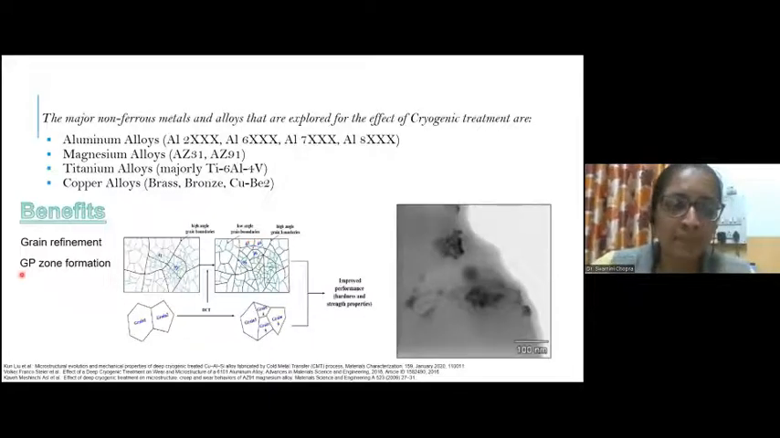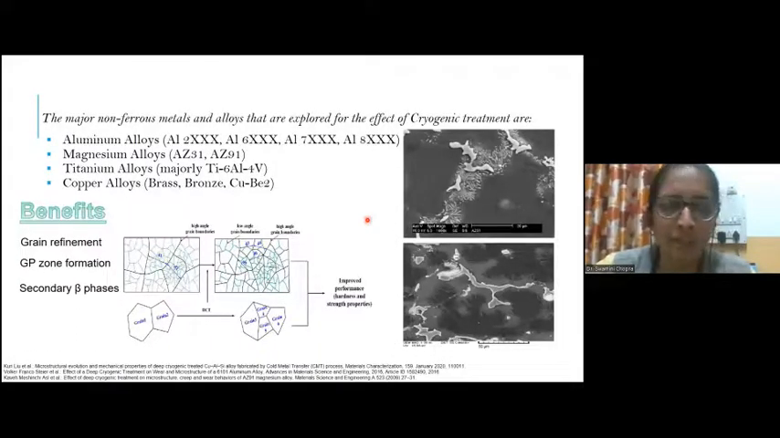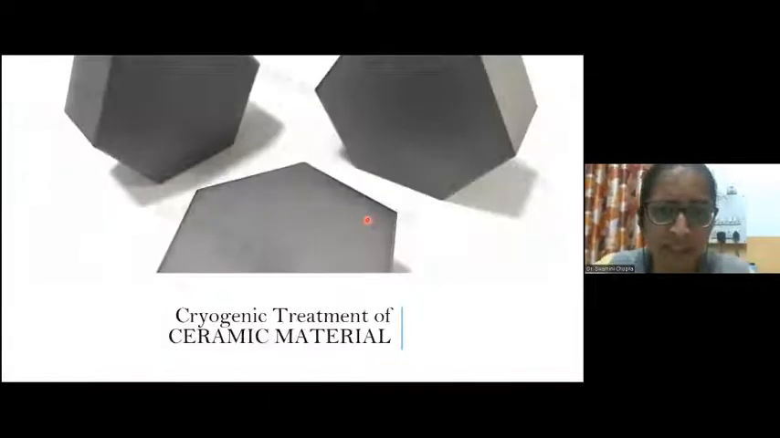Then the GP zone formation is also there, which again helps in the strengthening mechanism of the material, and then precipitation of secondary beta phases, which also helps in precipitation hardening and precipitation strengthening of the material.